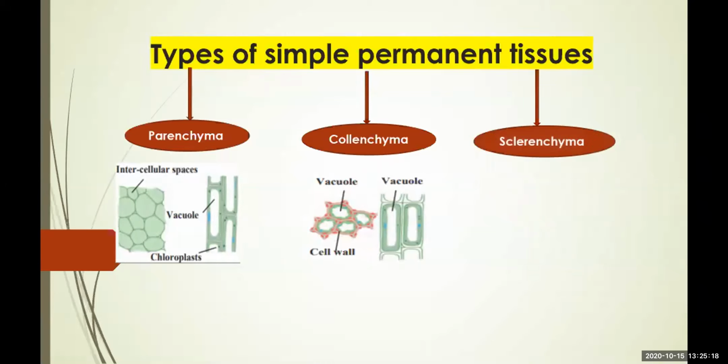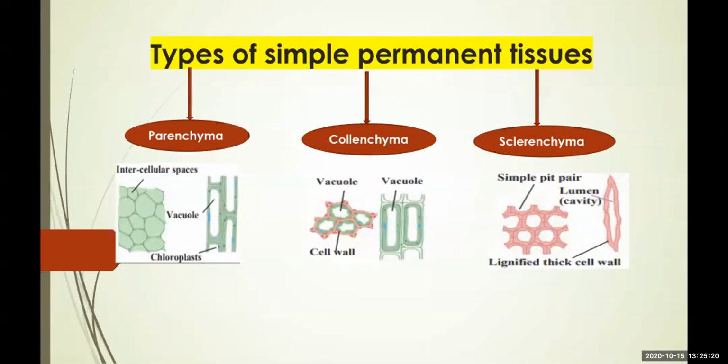Third is sclerenchyma. This is how sclerenchyma appears, and you can see the cells are tapering. What is tapering? That is, it is pointed at the ends and broad in the center. This is called tapering, and the cell wall has become thick. Now this thickness is due to a specific substance called lignin. Hence they are called lignified cells. These are actually the thick cells that are also called fibers present in the plants.